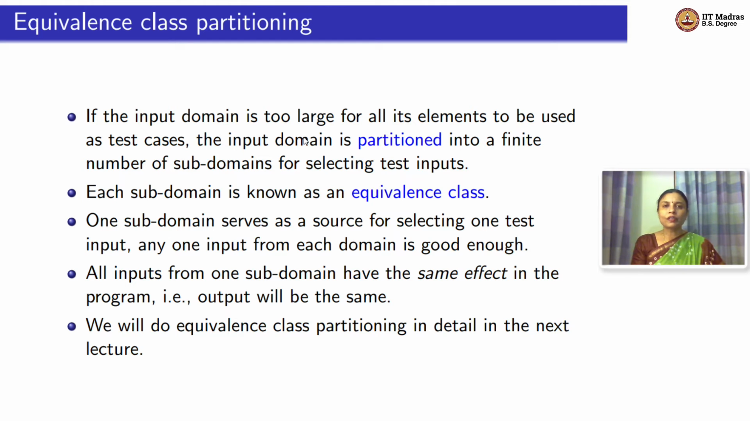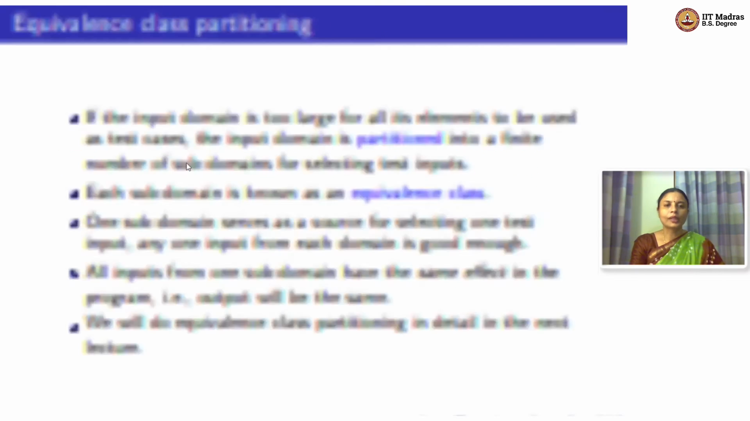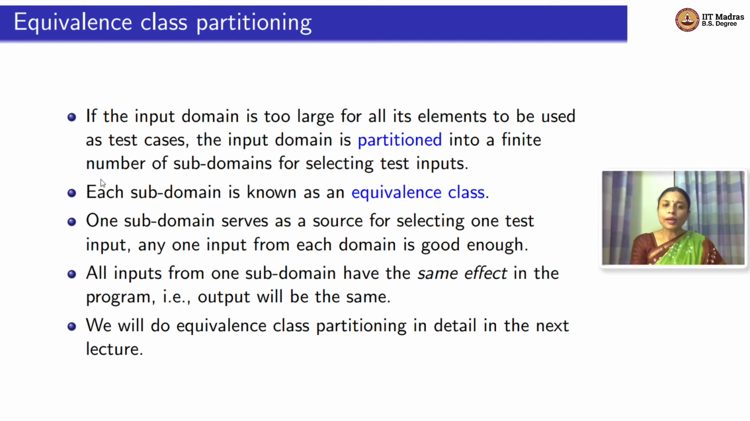I don't want to give one element at a time from across the entire input space and then test the system. So I partition the input domain into a finite number of subdomains for selecting the test inputs. And the requirements are naturally amenable to such a partition, like we saw here in this example. So each such partition or subdomain is called an equivalence class because as far as the behavior or the output of the software is concerned, it's invariant to any choice of input from within that partition.